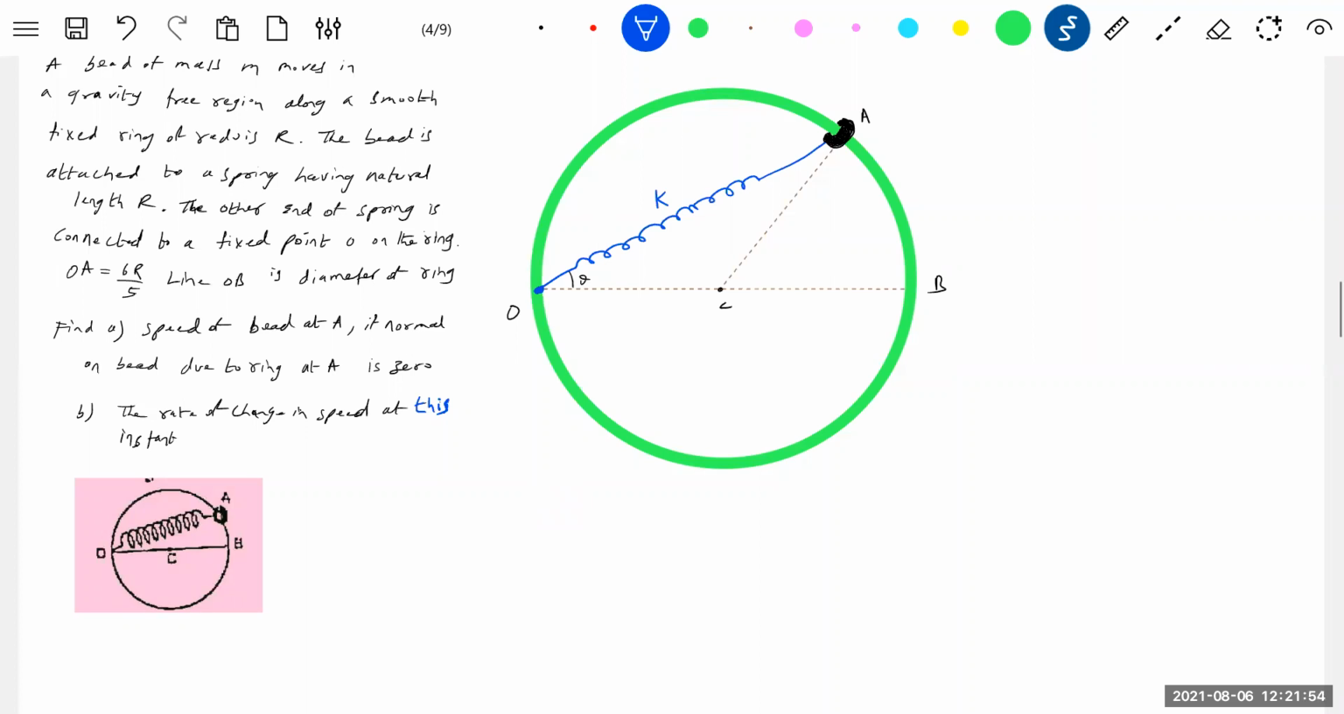Small kids are there, let them play. Let's not disturb, let them play.